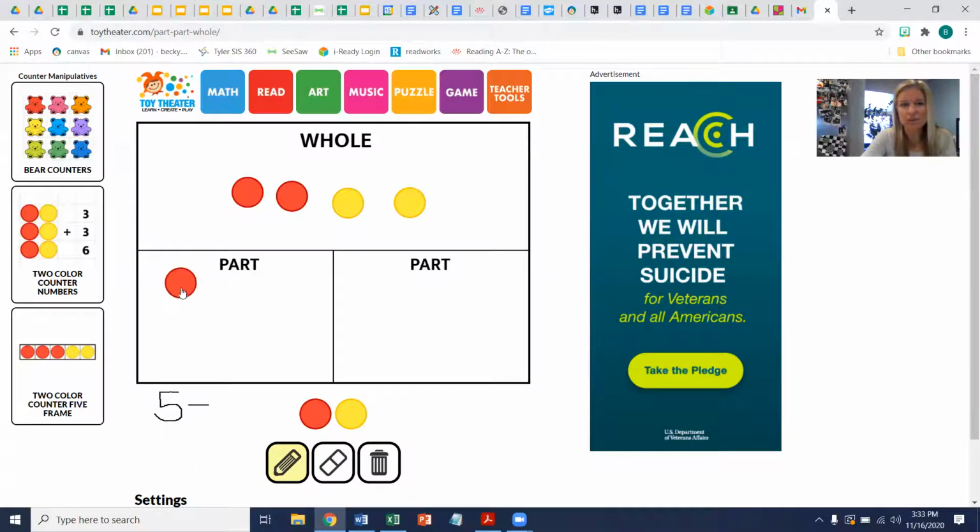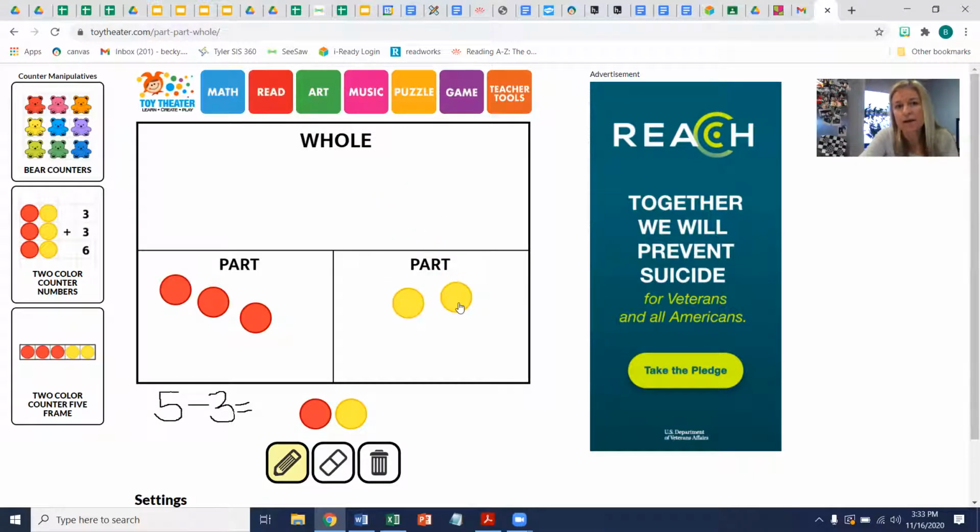So now I'm going to take my red part away and put them over here. I took 1, 2, 3 away. So we started with 5 and I took 3 away. If I had 5 and I take 3 away, how many do I have left? These are my other part. 1, 2 are left. So if I have 5 and I take away 3, I have 2 left.